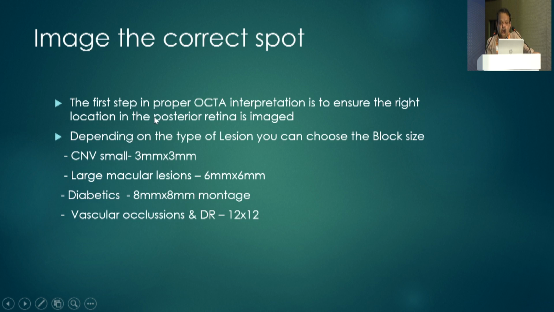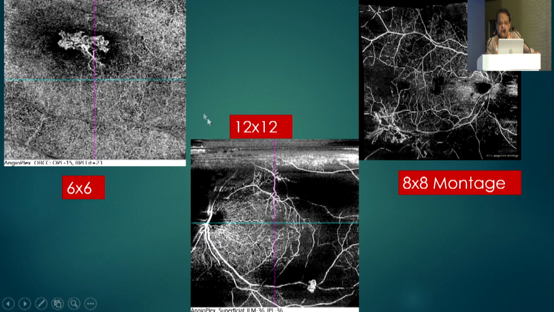The first step in interpreting is to ensure which area of the retina you want to scan. Depending on the type of lesion, you can choose the block. If it is a CNV, you can choose a 3 into 3 millimeters, or for a larger macular lesion, 6 into 6 millimeters. For diabetics, because you need more area for capillary non-perfusion, you can either go in for an 8 into 8 montage or 12 into 12 slab. This is what you see. This is a 6 into 6 slab. This is good for the macular area where you want to see a magnified image. If you want to look at the peripheral image, then you have to go for an 8 into 8 montage.